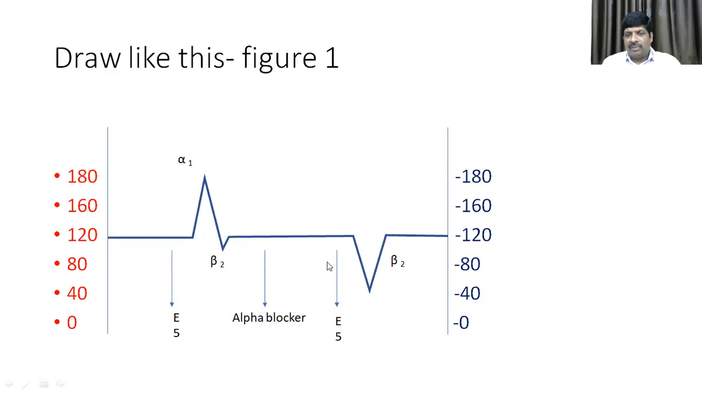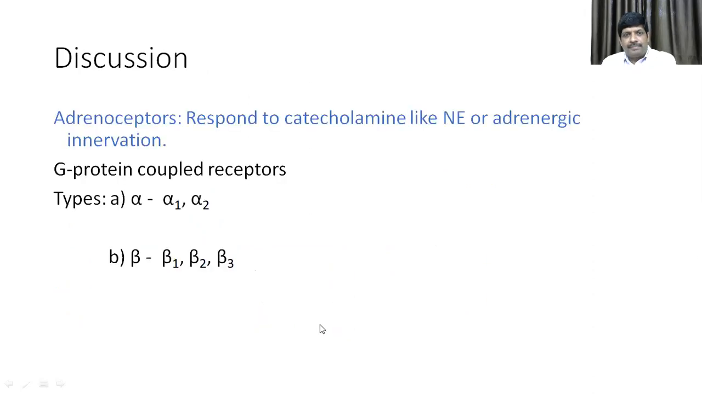In the presence of the alpha blocker, there would be only a decrease in blood pressure; no increase in blood pressure will be seen because alpha is already blocked. So the blood pressure decreases, reaching up to 40. Okay? So this is known as vasomotor reversal, the reversal of the vasomotor response by an alpha blocker.